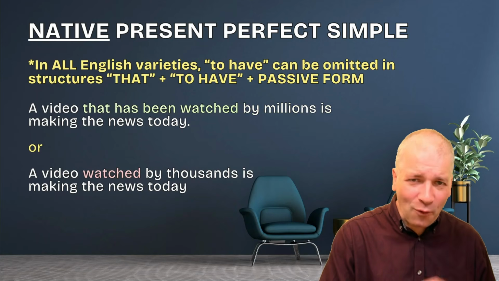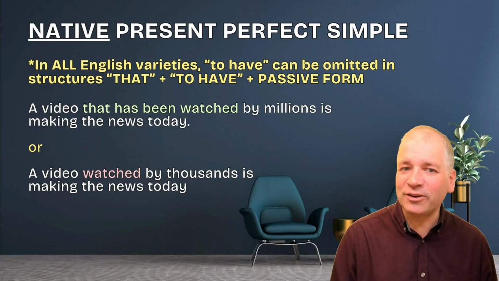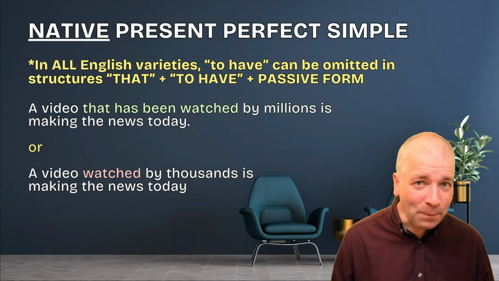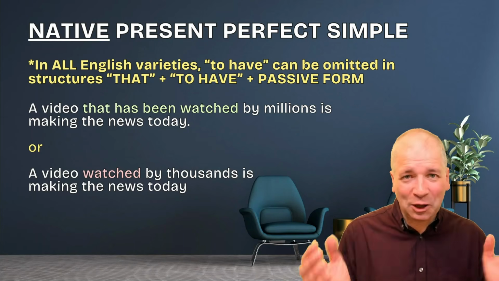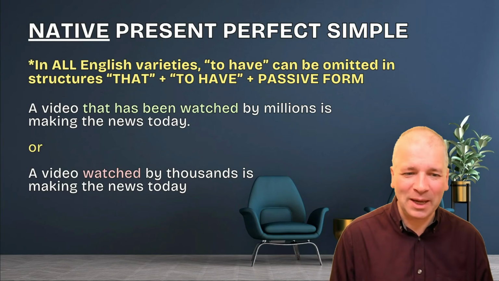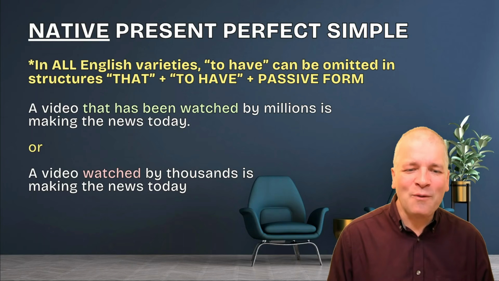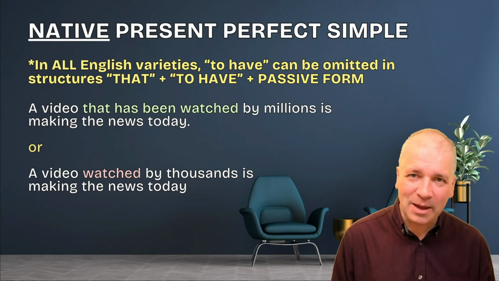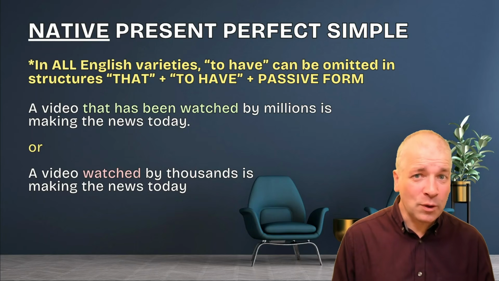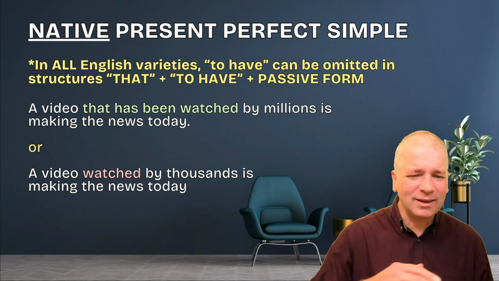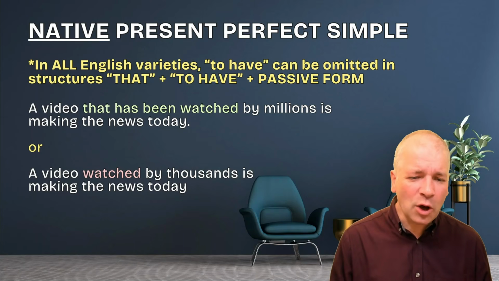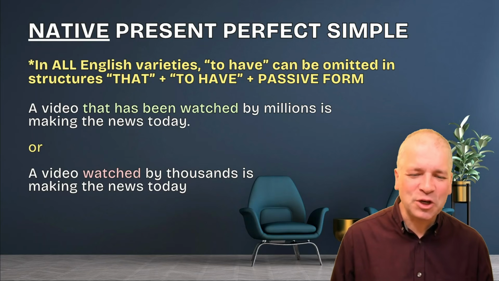In all English varieties, to have can be omitted from structures that have that, to have, and the passive form. Now, that's quite a lot of words, so the example's probably more helpful here. Let's look at the two examples. A video that has been watched by millions is making the news today. Now, with the rules of omission in English, we can delete that has been and just go straight to watched, and it still has the same meaning. A video watched by thousands is making the news today.